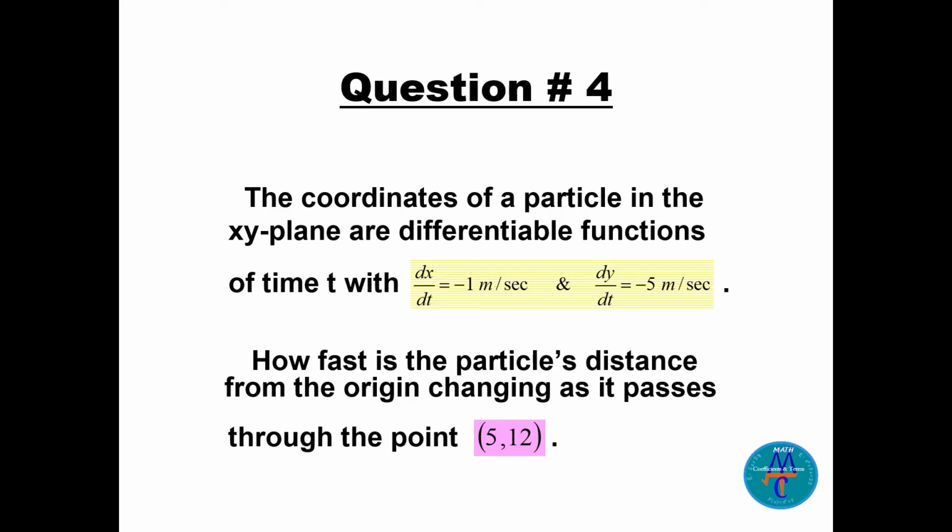This is question number 4. The coordinates of a particle in the xy plane are differentiable functions of time with dx over dt is minus 1 meter per second and dy over dt is minus 5 meter per second. How fast is the particle's distance from the origin changing as it passes through the point 5 and 12? So we have to find the distance between the origin 0, 0 and a point x, y.